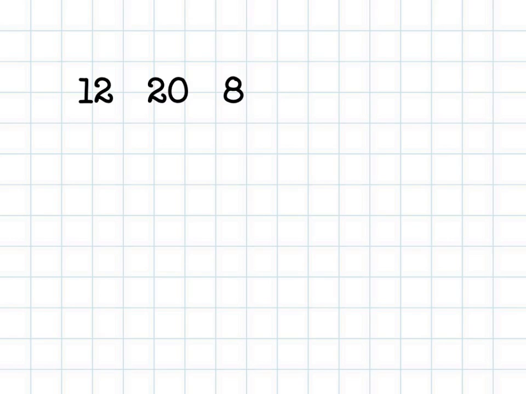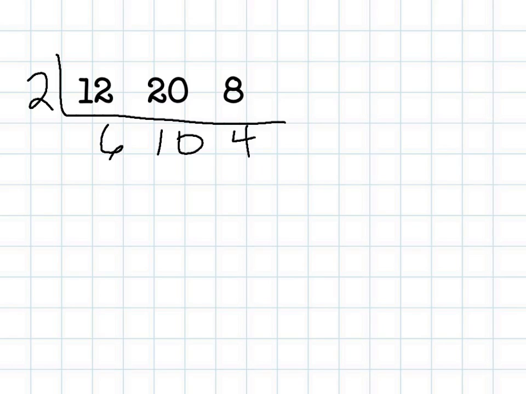Now, it gets a little bit different when you have 3 numbers. 3 numbers will work exactly the same way up until a certain point. So let's work on that one together. Put our upside down L bracket. What is the prime number that goes into 12, 20, and 8? The answer is 2. Well, 2 goes into 12 6 times, 2 goes into 20 10 times, 2 goes into 8 4 times. Well, we're not done.